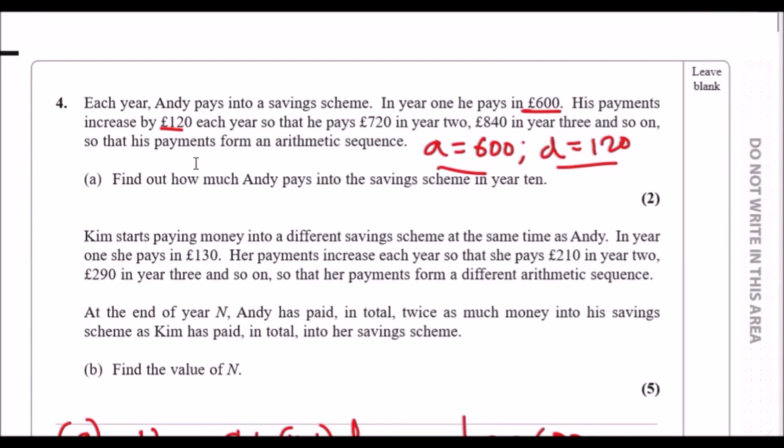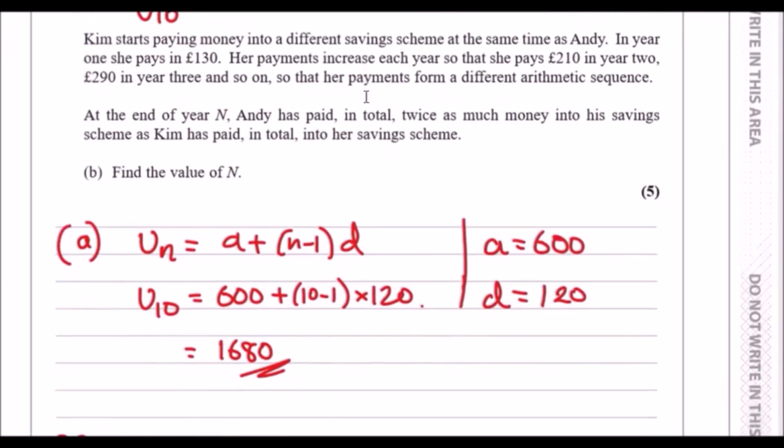So part A, find out how much Andy pays into the savings scheme in year 10. So in the savings scheme year 10, you just have to literally find out how much he gets in the 10th year. So in other words, U10 or Y10. And now I solved it down here already.